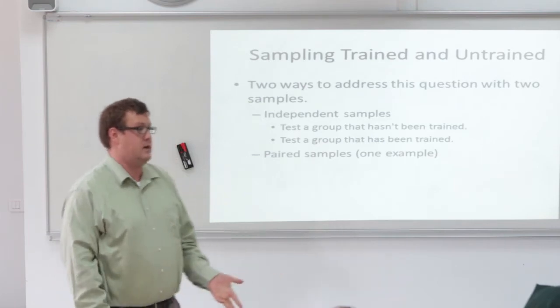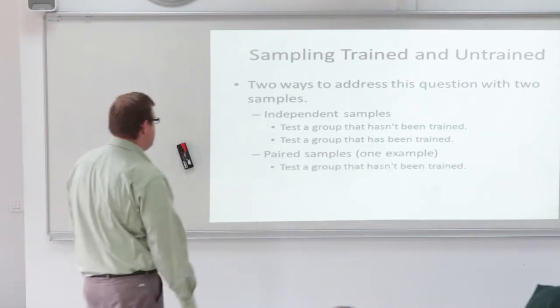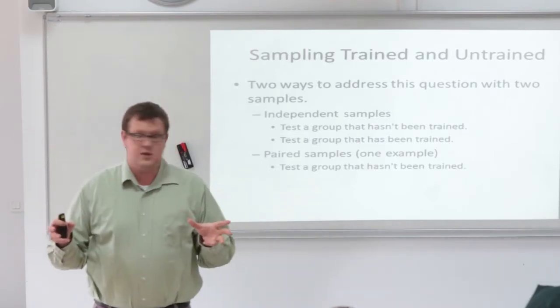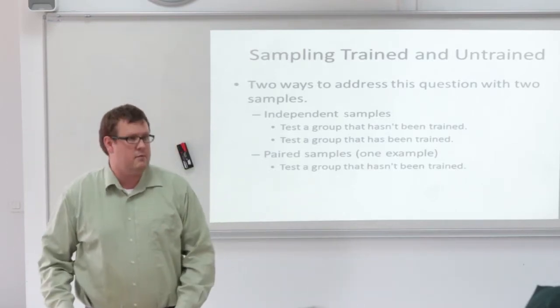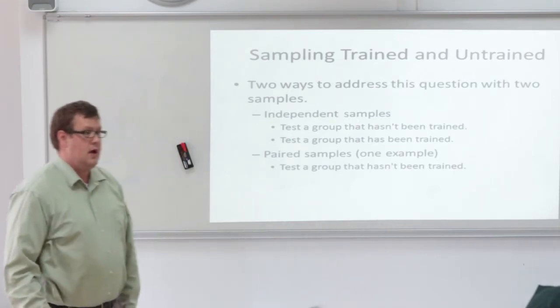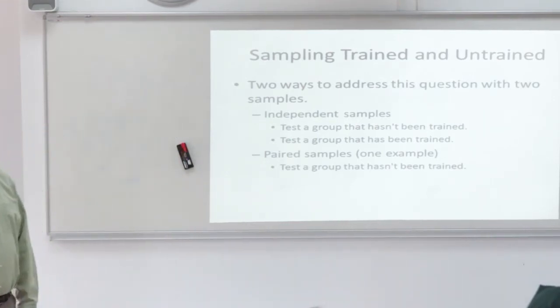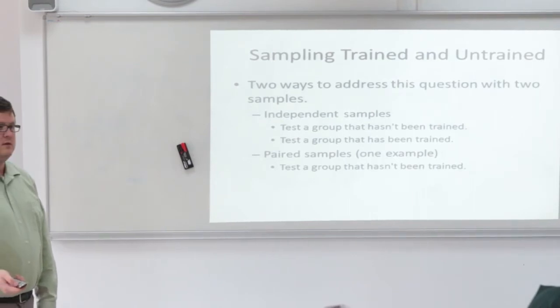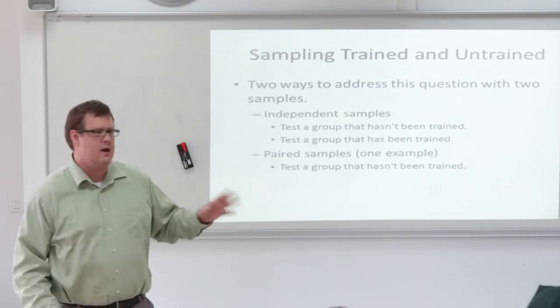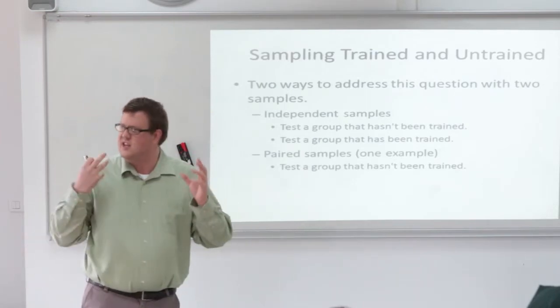They're not independent. So one thing that we could do is we could randomly sample a bunch of people, test their memory, and then we could train them. And then test their memory again. Does that make sense? It doesn't have to be that way. There are other ways that we could do it that we'll talk about later on. But this is a very sort of easy, intuitive way.